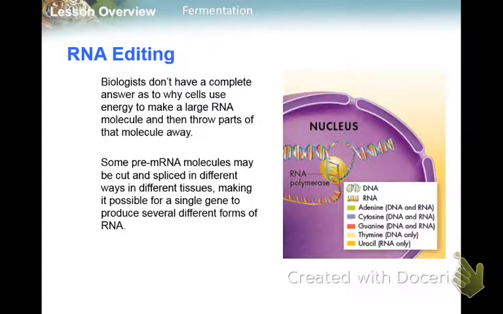This is what I was telling you about before. There's probably not anything you necessarily have to write down here. But again, this doesn't seem very efficient unless we think about if there are pre-mRNA molecules that can be cut and spliced in different ways, then you can have a single gene produce several different forms of RNA, which would then produce several different types of proteins.